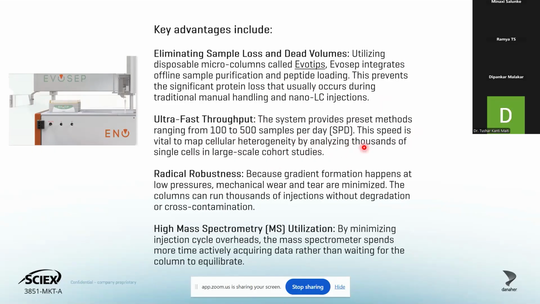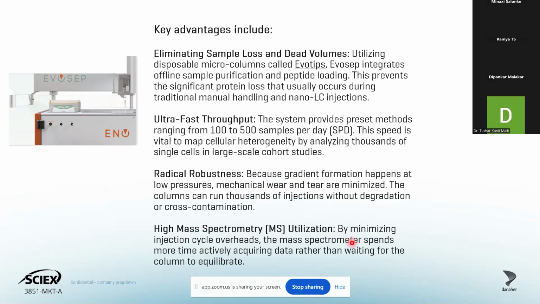So we need to analyze thousands of single cells in large scale cohort studies. It is also very robust because gradient formation happens at very low pressure, so mechanical wear and tear are very less here. And high mass spectrometry utilization means your LC system is very fast.